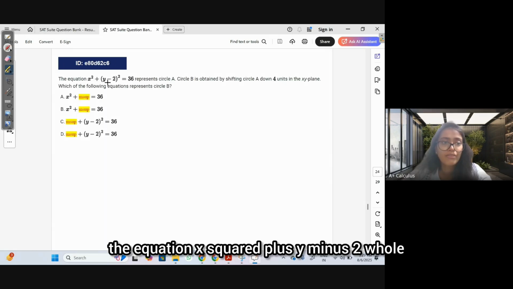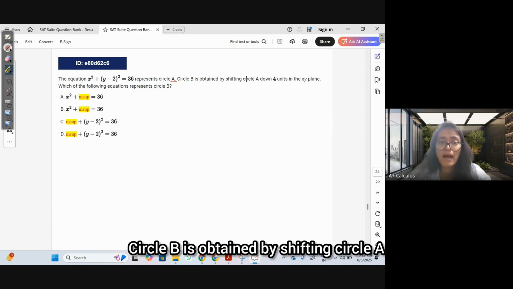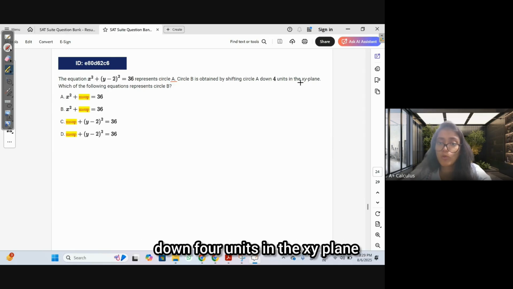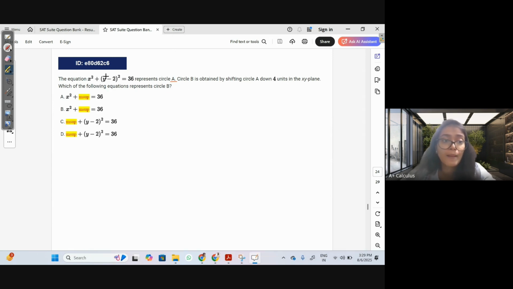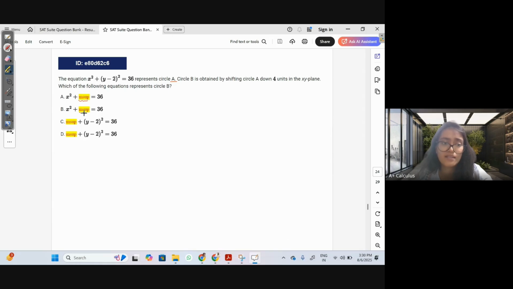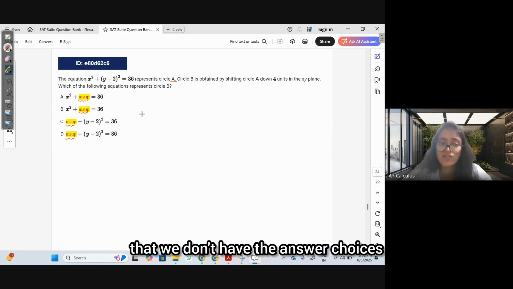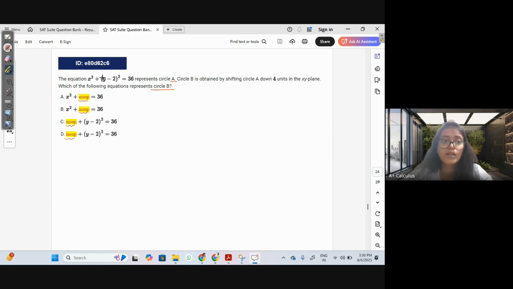The equation x squared plus y minus 2 whole square equals 36 represents circle A. Circle B is obtained by shifting circle A down 4 units in the xy plane. Which of the following equations represents circle B? Now here, for some reason, on College Board, there is some kind of typing error. I don't know. But let's just assume that we don't have the answer choices, so we will try to find the equation of circle B.